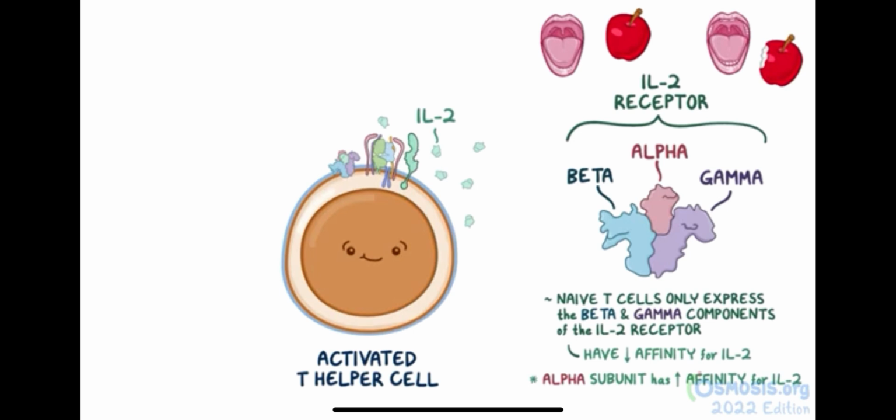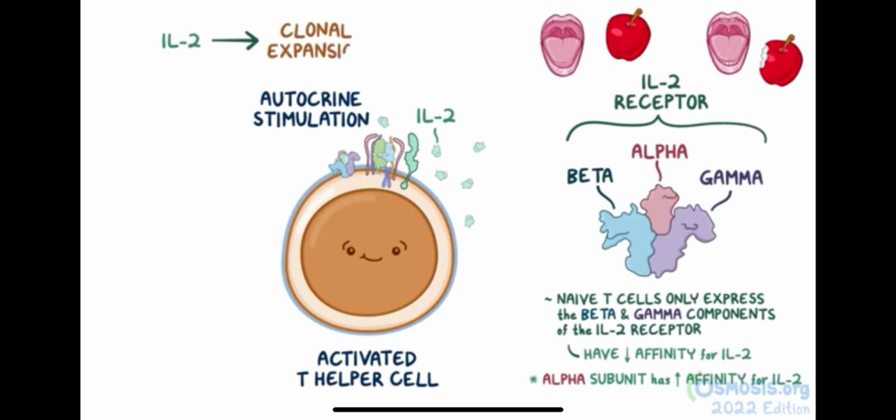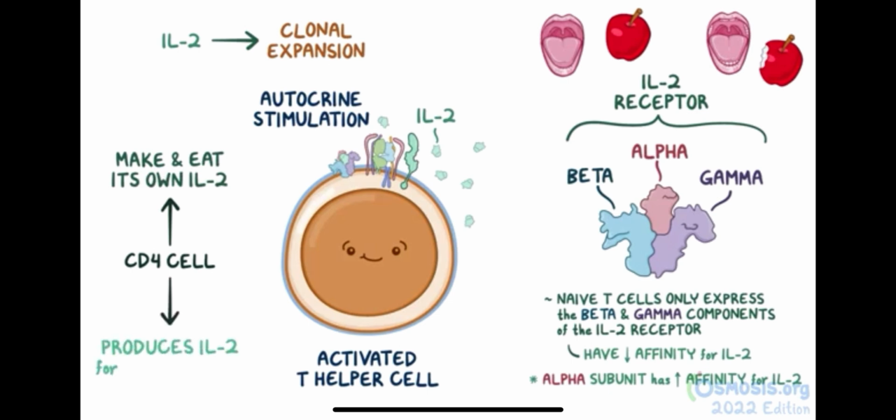As a result, active T cells bind to IL-2 that they make, a form of autocrine stimulation, a cell stimulating itself. In response to the IL-2, the activated T cell starts to rapidly undergo cell division, a process called clonal expansion. If the cell is a CD4 T cell, it will also produce its own IL-2, allowing it to make and eat its own food. CD4 T cells also produce IL-2 for nearby CD8 T cells, which aren't as good at making it.